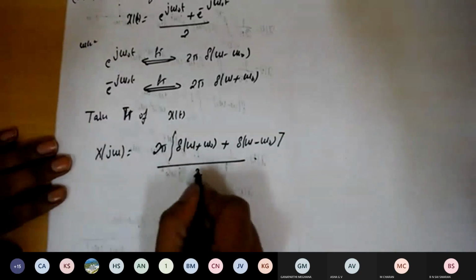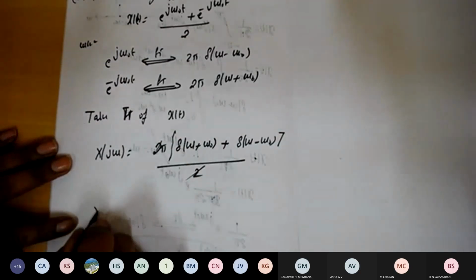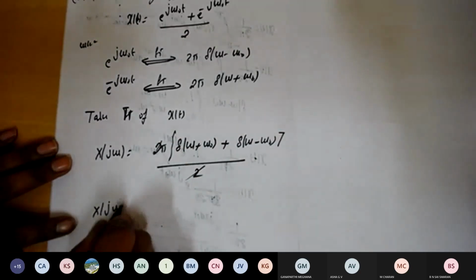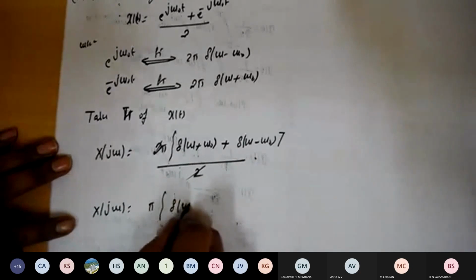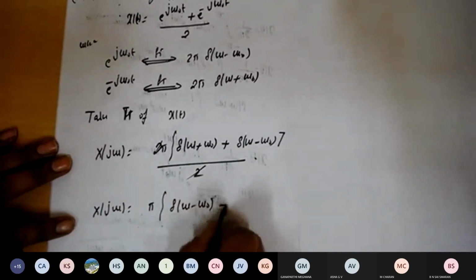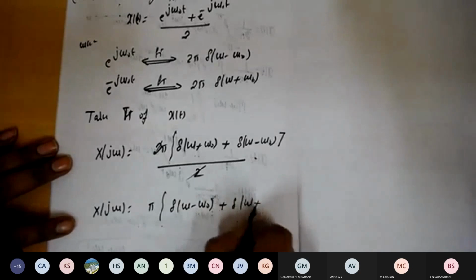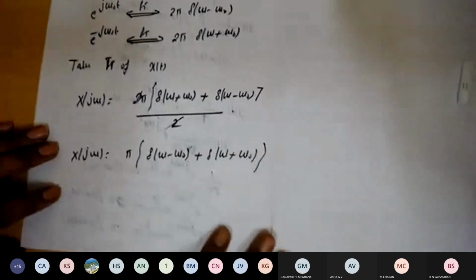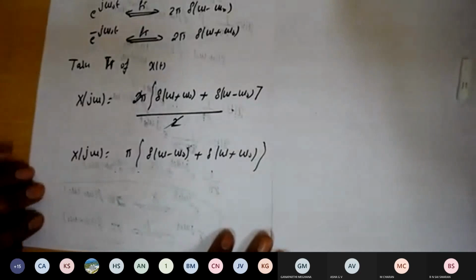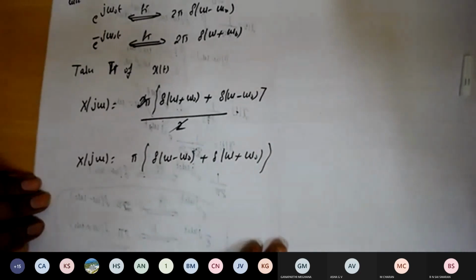So the 2 and 2 will get cancelled. So X of j omega is equal to pi into delta of omega minus omega naught plus delta of omega plus omega naught. So this is the Fourier transform of the signal cos omega naught t.